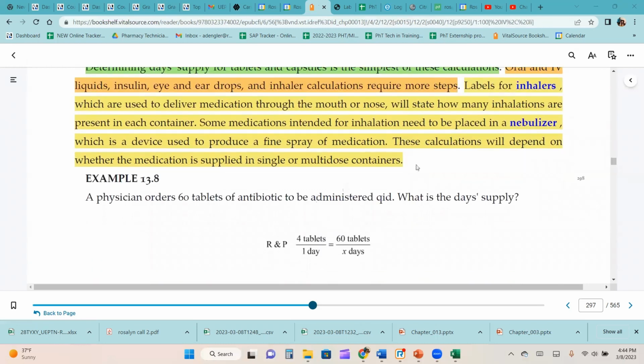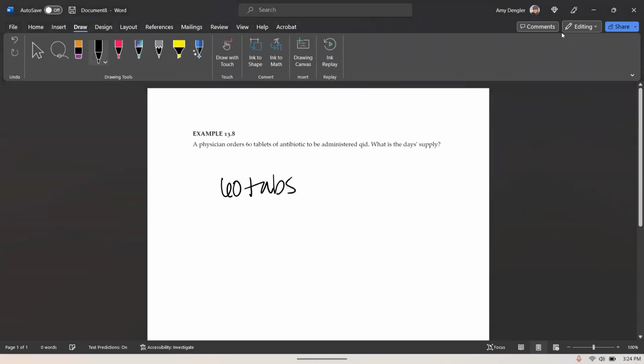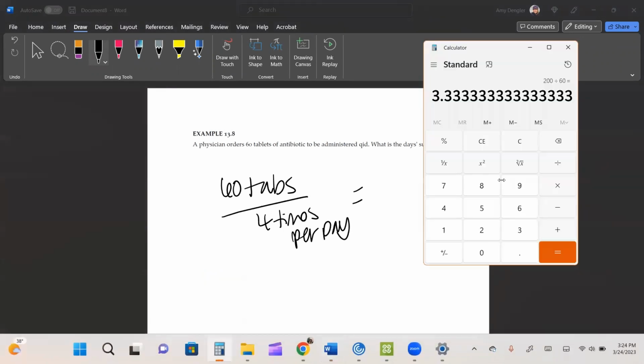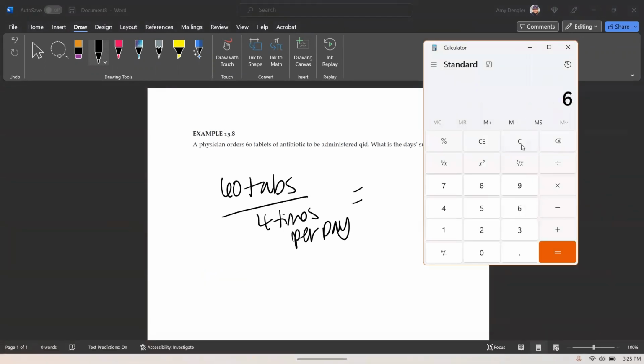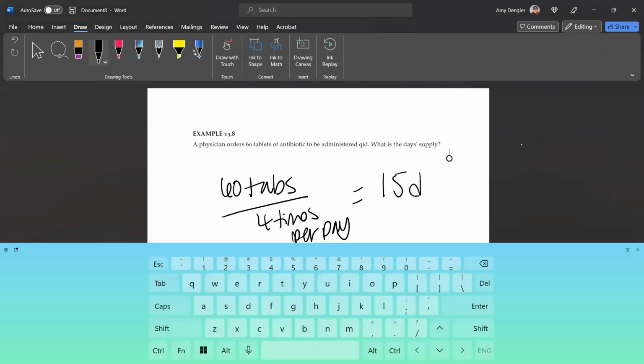All right, so we'll go ahead and do example 15.8. A physician orders 60 tablets of antibiotic to be administered QID. What is the day supply? If they have 60 tablets and they're taking it 4 times a day, 60 divided by 4, which is 15 days.